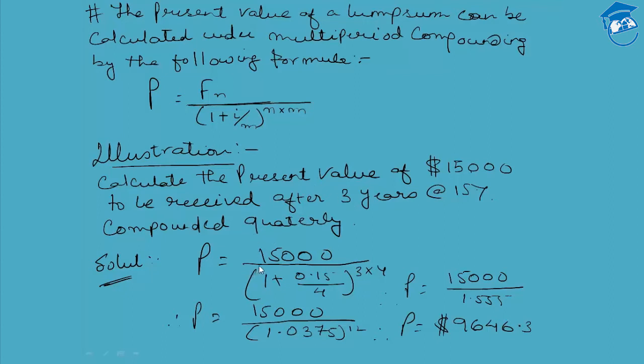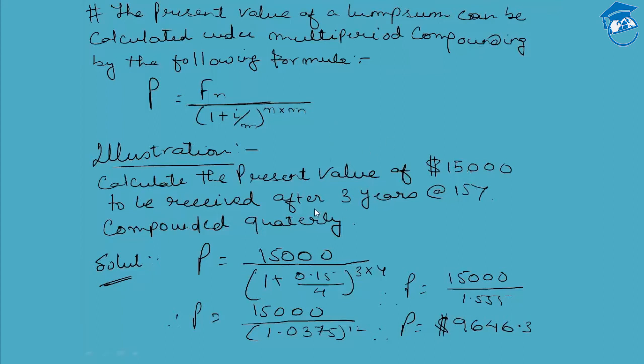So applying the same formula, P is equal to 15,000 upon 1 plus 0.15 upon 4 raised to the power 3 into 4. So therefore P is equal to 15,000 upon 1.0375 to the power 12. So P is equal to 15,000 upon 1.555. Therefore, the present value works out to be 9,646.3 USD.